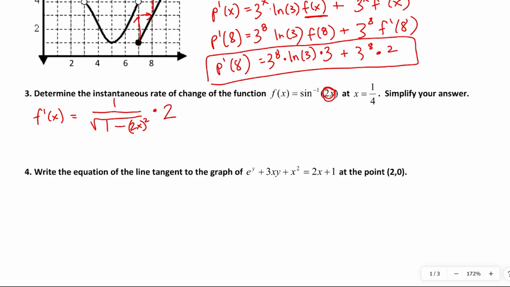Now I'm going to evaluate that at 1/4. So f prime of x, or not of x, but of 1/4, is going to be the inverse, sorry, not the inverse sine. What are we doing here? 2 times 1 is 2 over the square root of 1 minus, and then this little thing here would be 4x squared. So 4 times 1/4 squared.